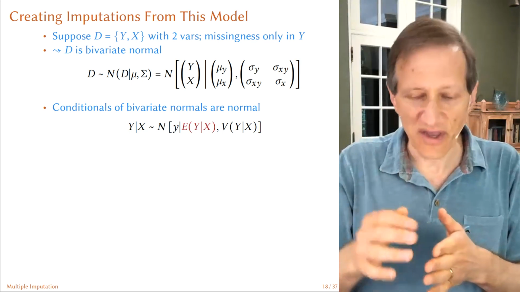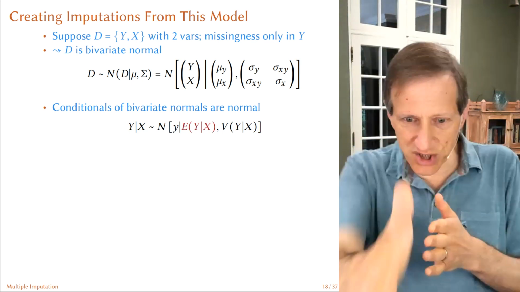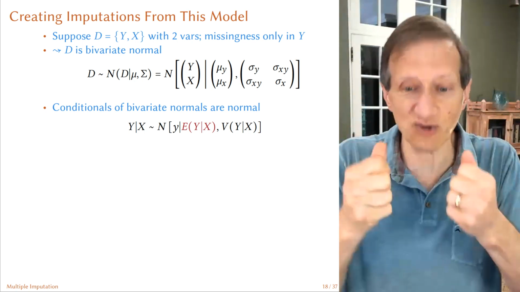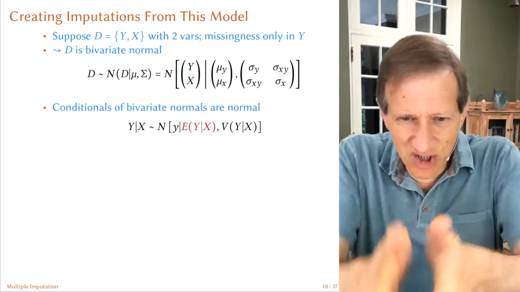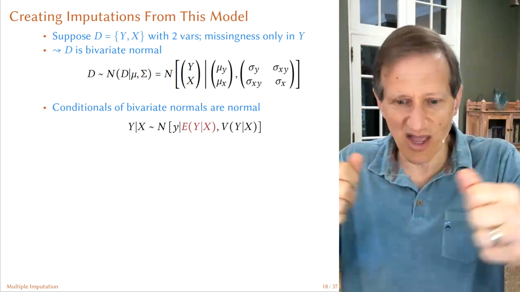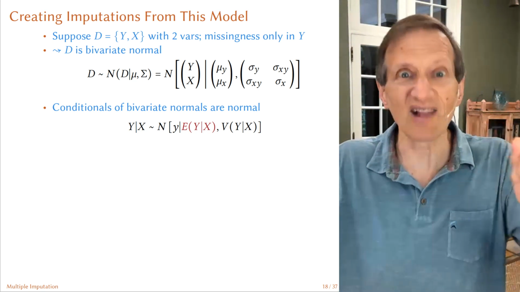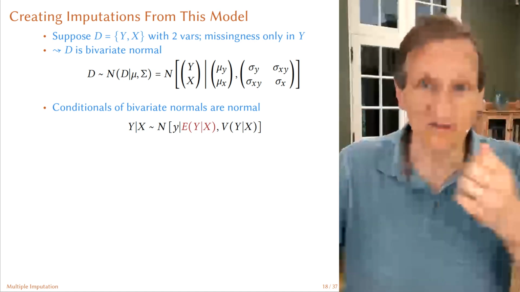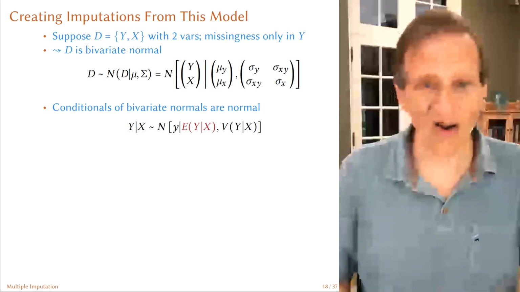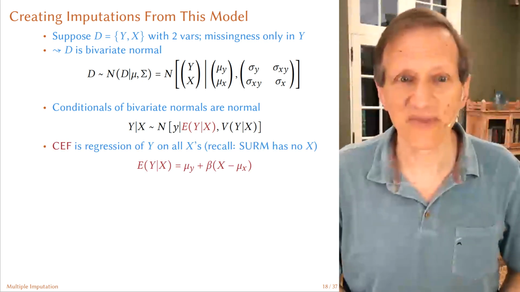So what do we do? We take a buzzsaw, or two buzzsaws at the same time, because we're going to make a very thin slice from this. And we pull that little section out. We throw away the rest of the Jell-O, and we show it to you. What does that look like? It looks like a normal. In fact, it is a normal, because conditionals of bivariate normal are normal. That's exactly what it looks like.